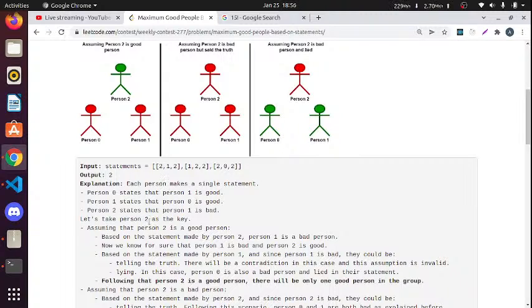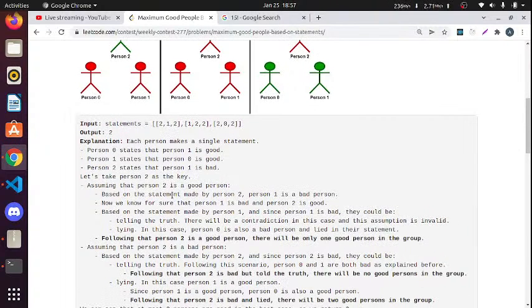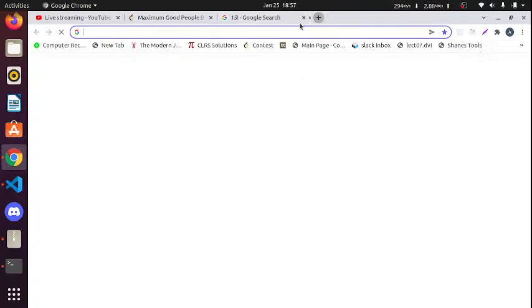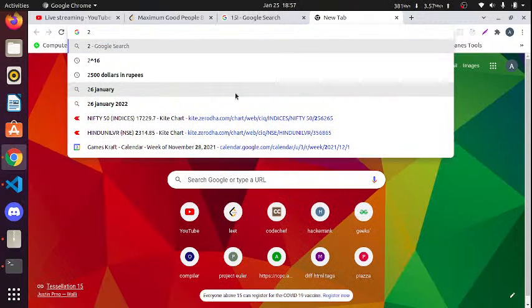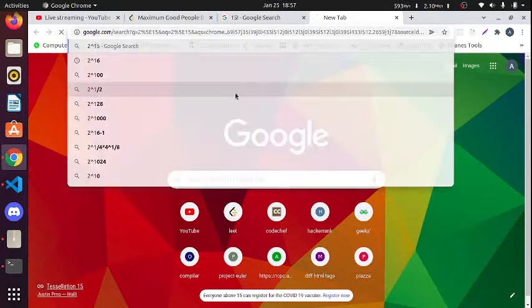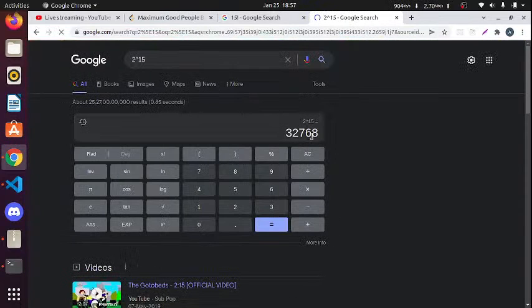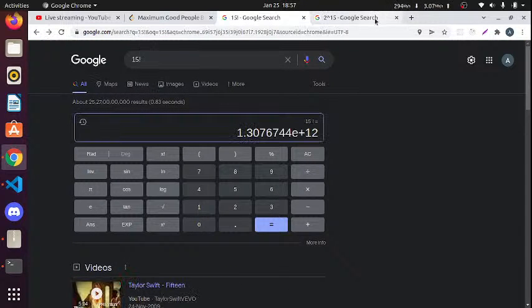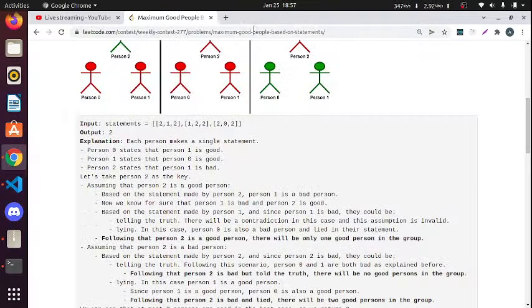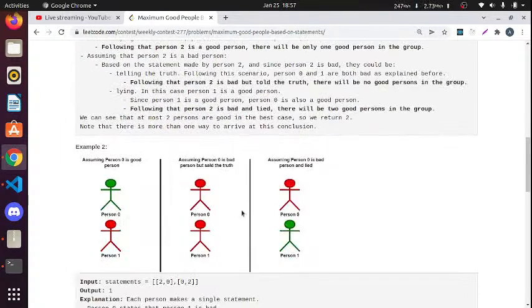Okay, so person 2 is the key. So suppose we have 15, right? 2 to the power 15. I'm just checking the complexity, so it will help us to do this. Okay, so 0, 4. Okay, so we can do a DFS or a BFS, something like that, right?